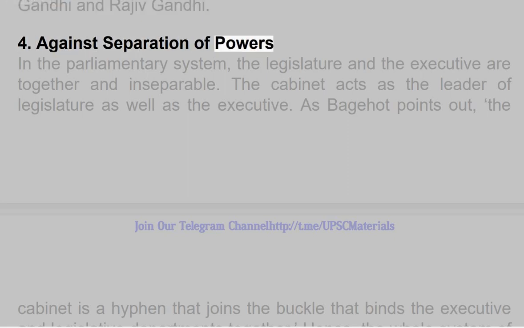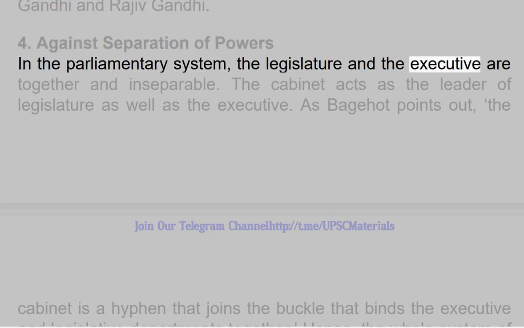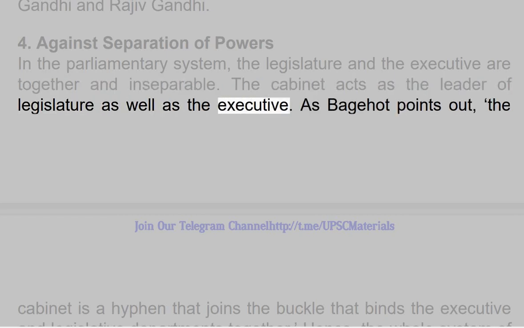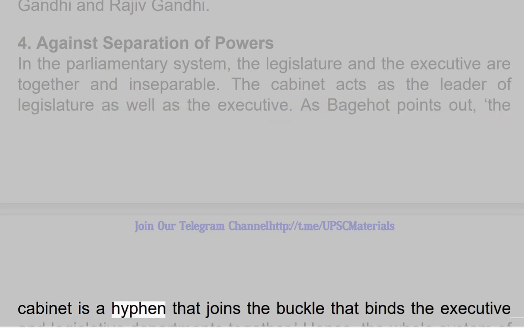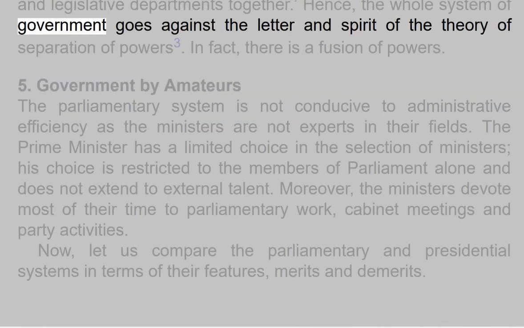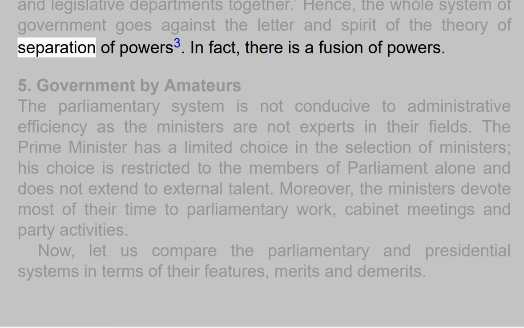4. Against separation of powers. In the parliamentary system, the legislature and the executive are together and inseparable. The cabinet acts as the leader of the legislature as well as the executive. As Bagehot points out, the cabinet is a hyphen that joins, a buckle that binds the executive and legislative departments together. Hence, the whole system of government goes against the letter and spirit of the theory of separation of powers. In fact, there is a fusion of powers.